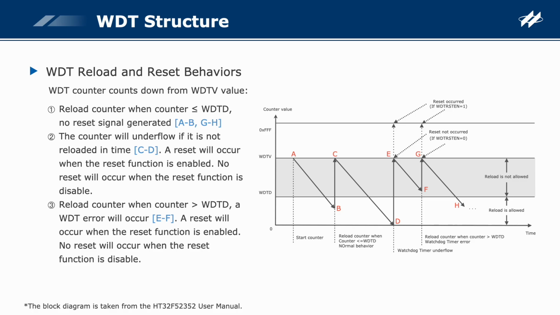If the counter value is greater than the WDTD value and a reload operation is executed, a WDT error will occur. If the reset function is enabled, a reset will occur and the counter value will be set to FFF hex. If the reset function is disabled, no reset will occur and the counter value will be the WDTV value.